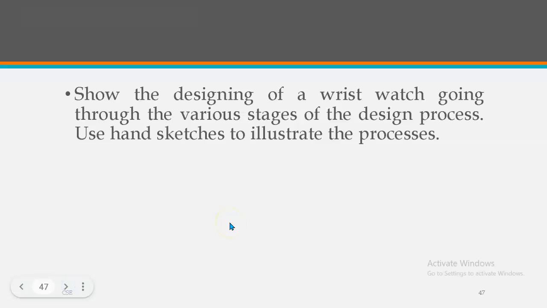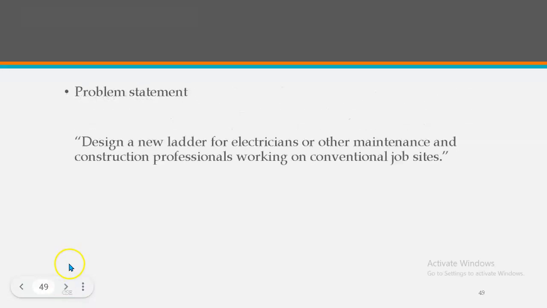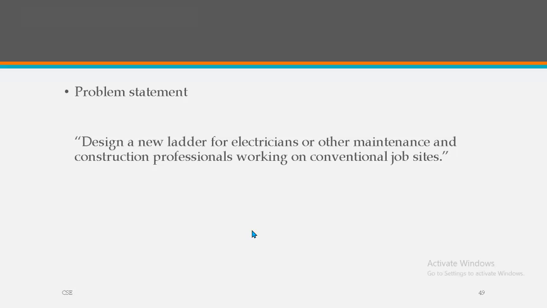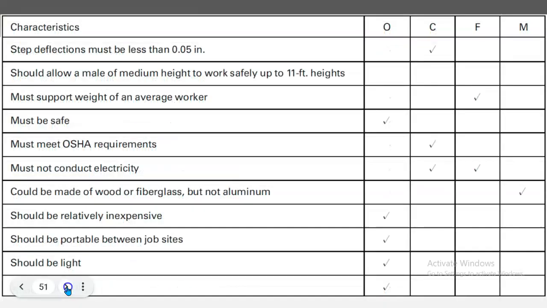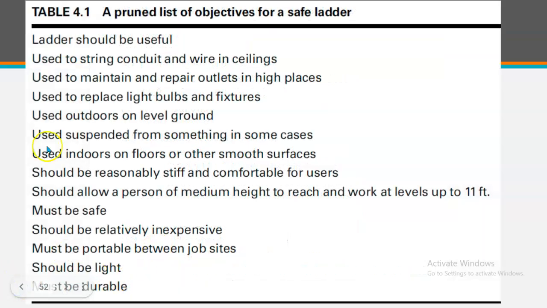The next question is to design a wristwatch. And next, a safe ladder. So in a safe ladder, the first step is to create a problem statement. The problem statement is to design a new ladder for electricians. And then you can set the attributes, objectives, constraints, functions, means, everything can be listed. So these are some objectives. You can pause the video and read this.